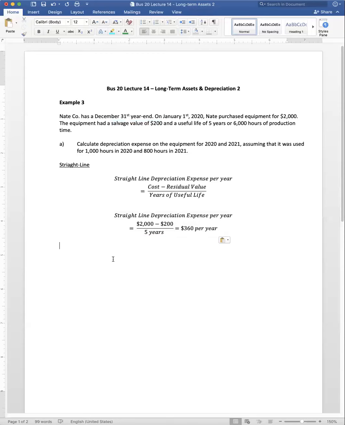Now we have a test coming up, and I have to admit that when I write tests, even writing tests for online, it gets really boring writing the same question over and over again. So often what I'll try to do is ask different questions that still require you to know the same things. So the obvious question here is, what is the depreciation expense for year 1 or year 2 or year 5, right? But how about instead if I said, what is the accumulated depreciation at December 31st, 2021?